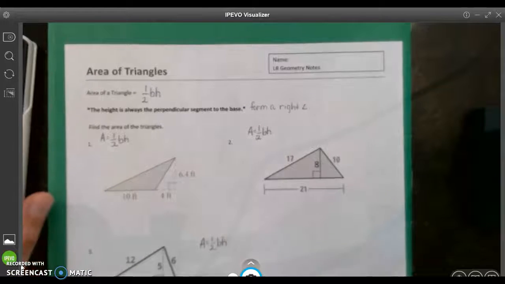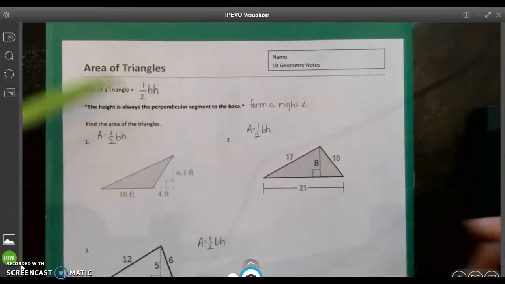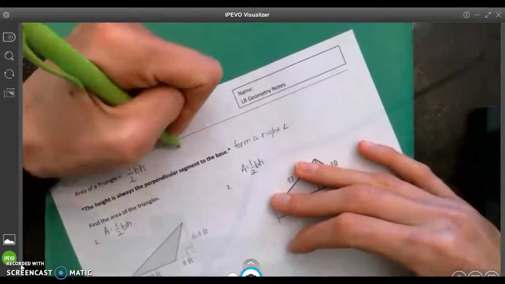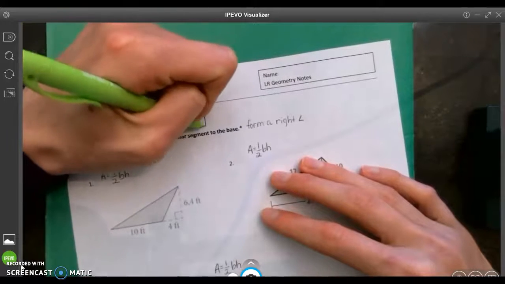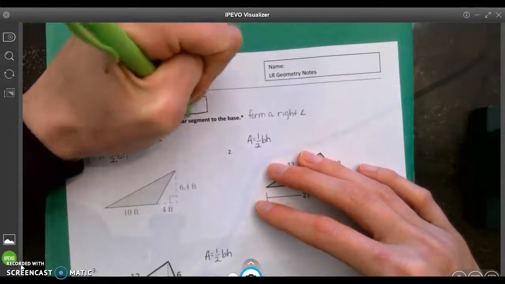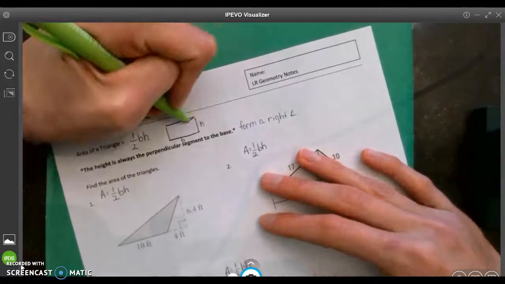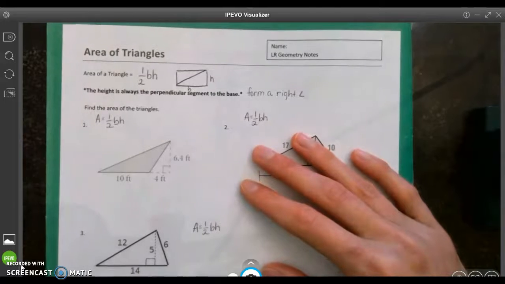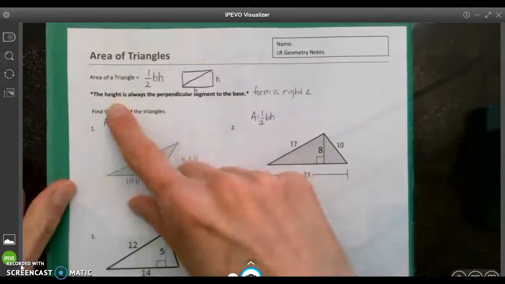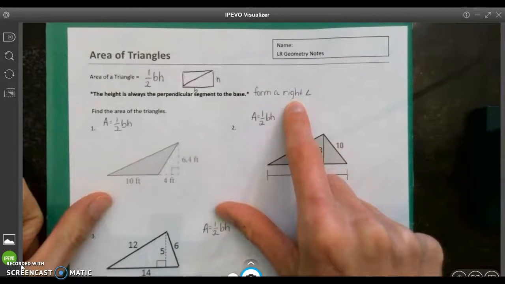In this lesson will be area of triangles. The area of a triangle is 1/2 the base times the height. So if we think about that, because the area of a rectangle is base times height, but if we split that in half, we get a triangle. So that's where that half comes from. Again, the height is always perpendicular to the base, so we want to look for that right angle.